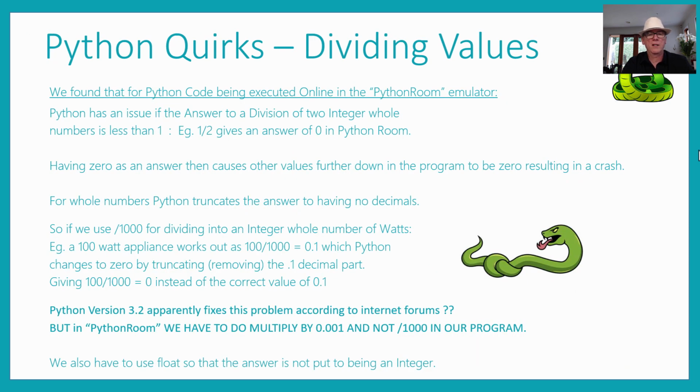Now, we kind of looked into this, and in the Python room emulator, it has an issue if you're dividing two integer whole numbers that are less than 1.